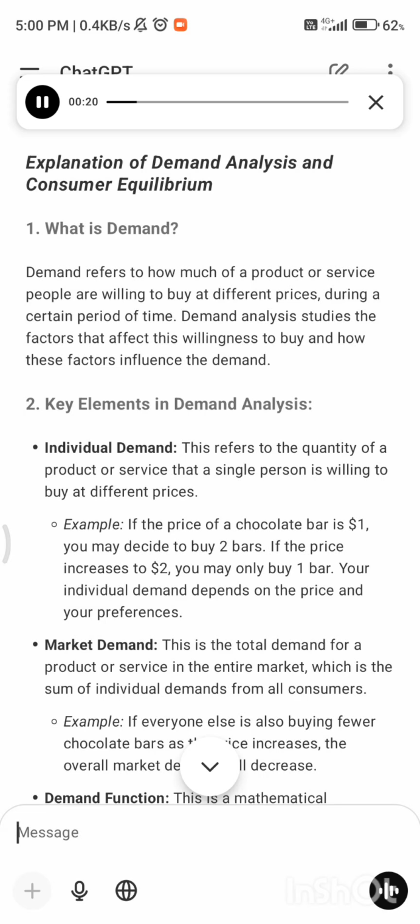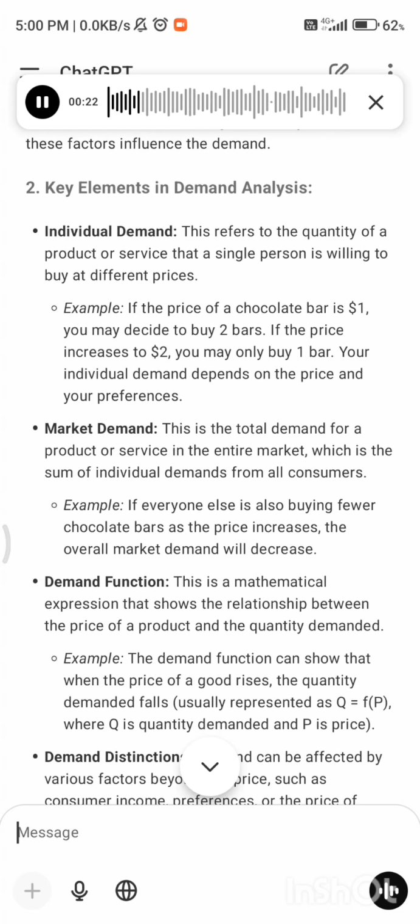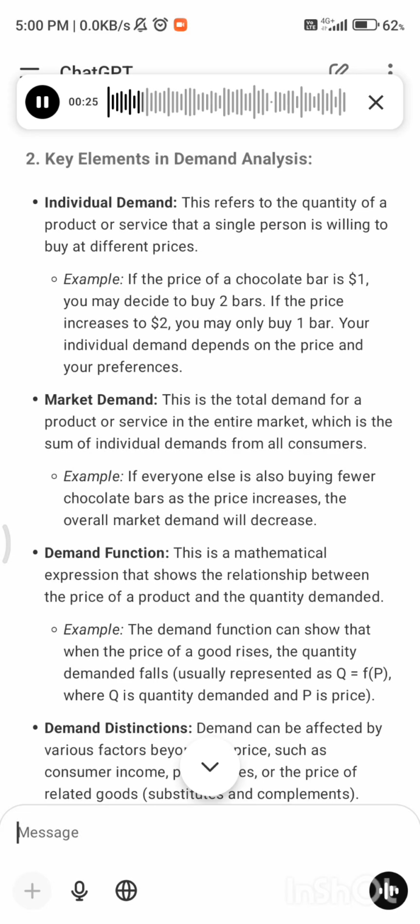2. Key elements in demand analysis. Individual demand. This refers to the quantity of a product or service that a single person is willing to buy at different prices. Example: if the price of a chocolate bar is $1, you may decide to buy 2 bars. If the price increases to $2, you may only buy 1 bar. Your individual demand depends on the price and your preferences.